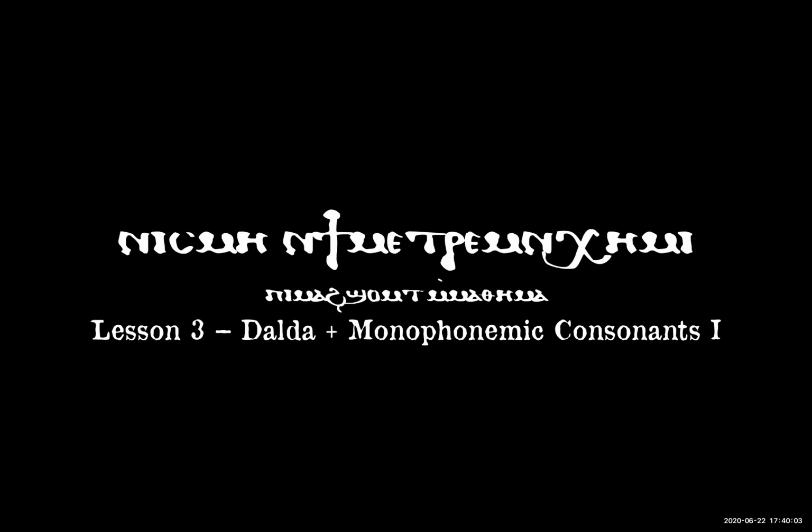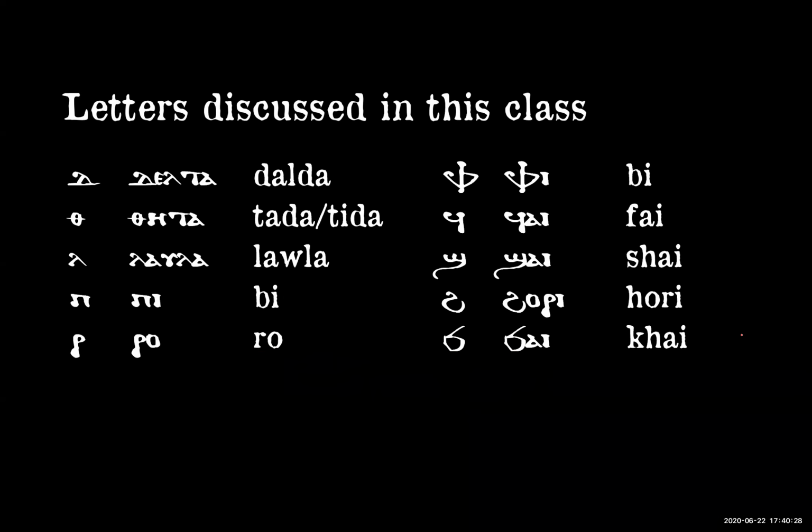So we're going to start with lesson 3, which is Dalda and monophonemic consonants. Monophonemic is just a fancy word to say only has one sound. So we're going to cover Dalda, which clearly has more than one sound since it doesn't fall here. And then the first set of consonants I have that only have one sound. These are letters we're going to talk about today.